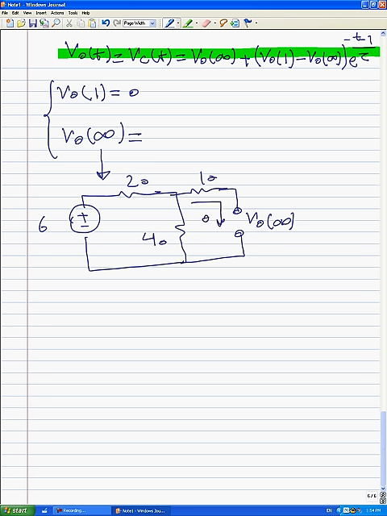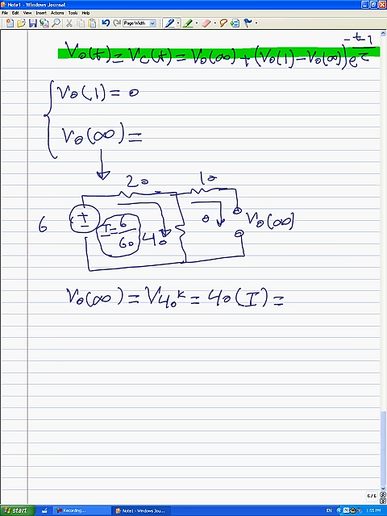This current should be zero, and immediately you can say the output voltage is equal to the voltage across the 40k. This 20 and this 40 are in series, and immediately you can find this current. This current is equal to 6 divided by 20 plus 40, which is equal to 6 over 60. And the voltage across the 40 is equal to 40 times this current. And the final answer for infinity should be 4 volts.